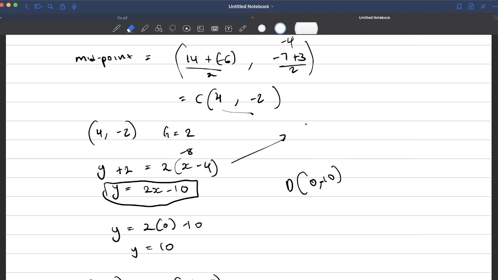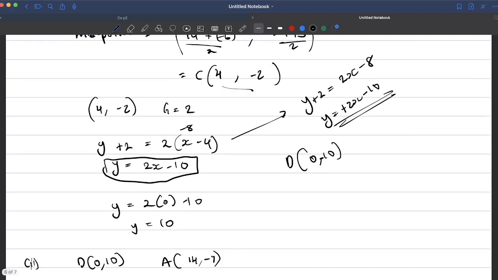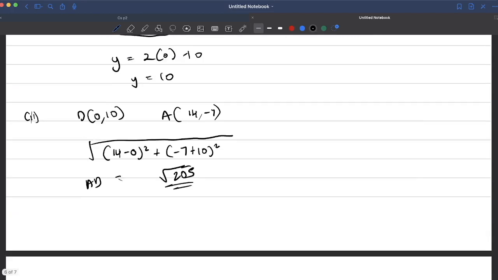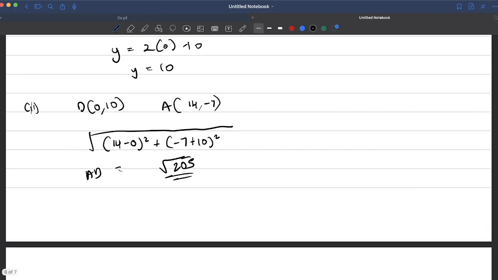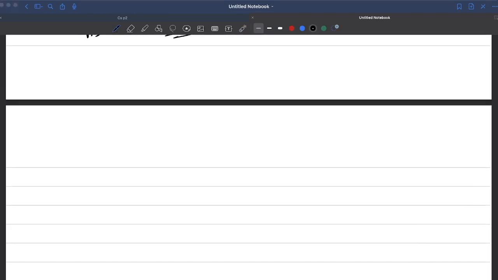So y plus 2 equals 2x minus 8. Now if I take it to the other side, it becomes y equals 2x minus 10. Okay, so it becomes like this. So then what I did here, because it told us D passes through the y-intercept, x is 0 at that time, so I plug in 0, I get negative 10. So my length is root 205. So the final answer is root 205. Let's move on to the next question now.